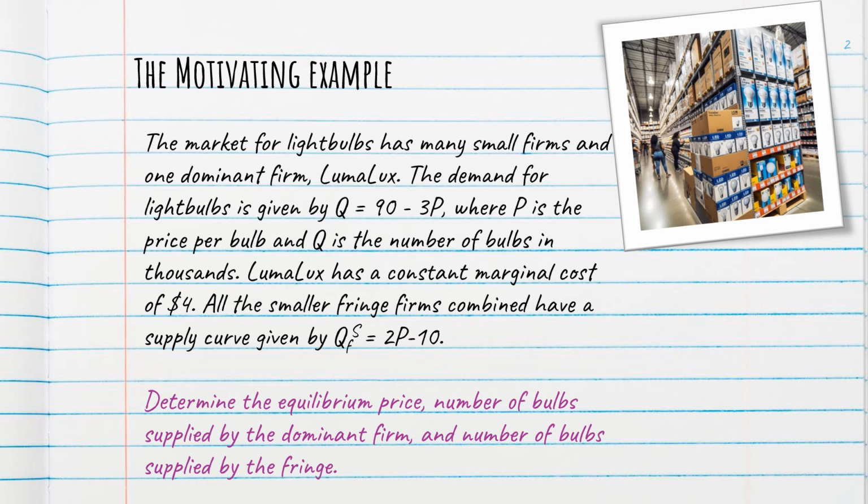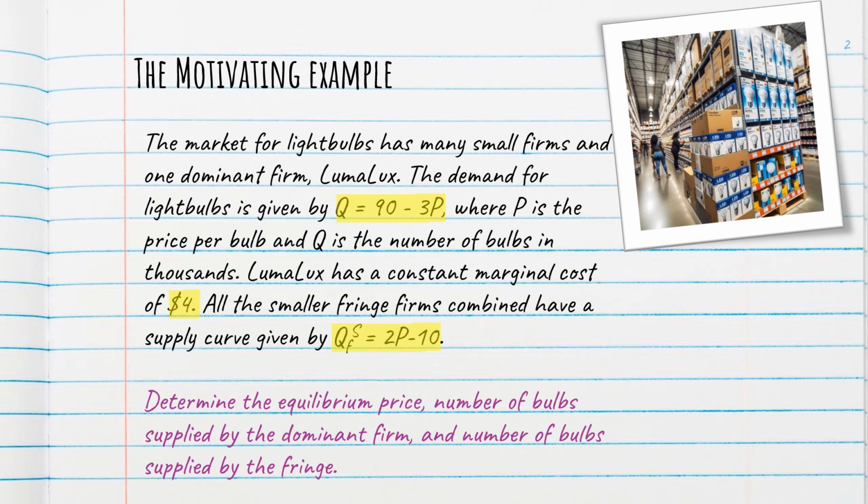Let's suppose that the market for light bulbs has many small firms and one dominant firm, Lumilux. The demand for light bulbs is given by Q equals 90 minus 3P, where P is the price per bulb and Q is the number of bulbs in thousands. We are also told that Lumilux has a constant marginal cost of $4, and then all the smaller fringe firms combined have a supply curve given by 2P minus 10.